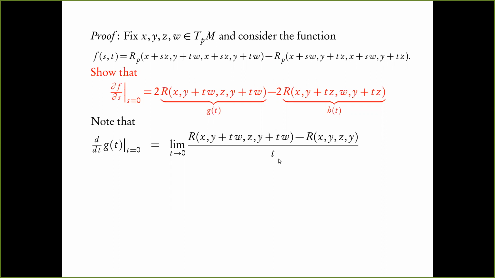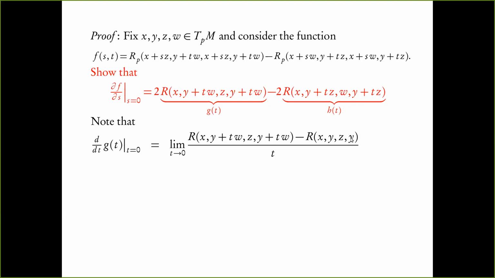So what is g of t? Well, it's exactly what you have up here. That's this. What is g of 0? Well, g of 0 is r of x, y, z, w. Yeah, so there's a typo here. This should be a w, okay? Let's make that note here. The last term, r, x, y, z, y, that's r, x, y, z, w, obviously.